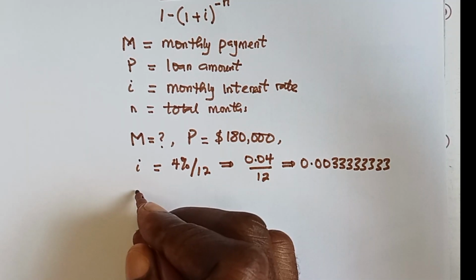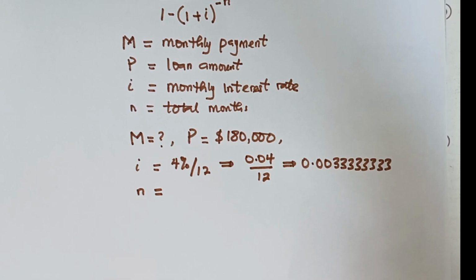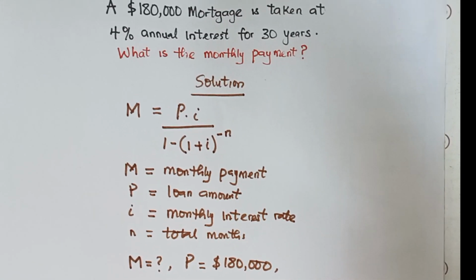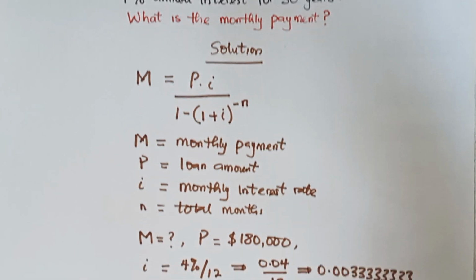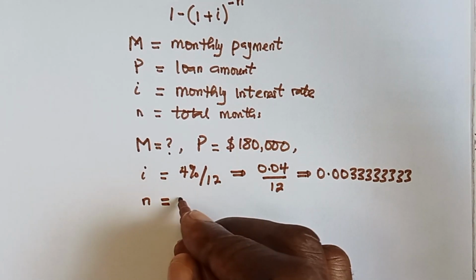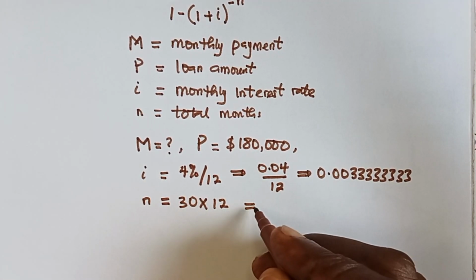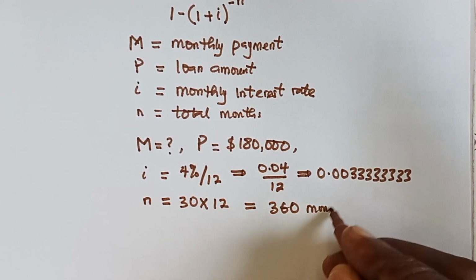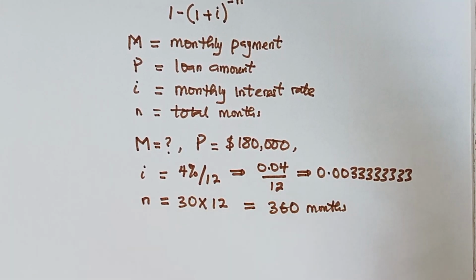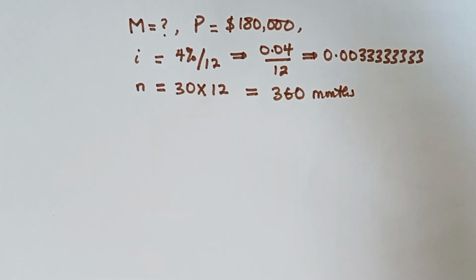What else do we need? We need our total months, which is our N. How many years do we have? From the question, we have 30 years, and then we convert that to months. 30 years times 12 months gives 360 months for the total months. Now let's substitute the values into our formula.